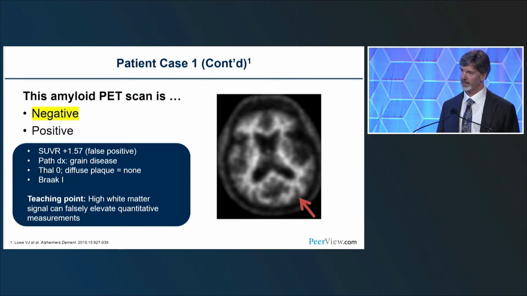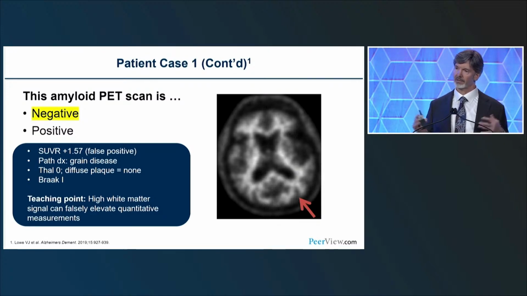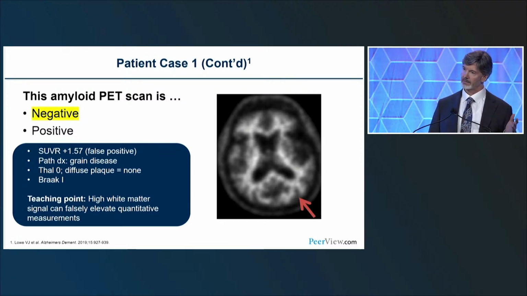Why are these sometimes positive? White matter signal on a PET scan is often diffusing into the ROIs that are measured by the quantitative program, and it elevates the signal falsely if the white matter is high. Why is the white matter sometimes high? It becomes higher in age, becomes higher with some diseases. It is a little variable, nothing to do with Alzheimer's disease.